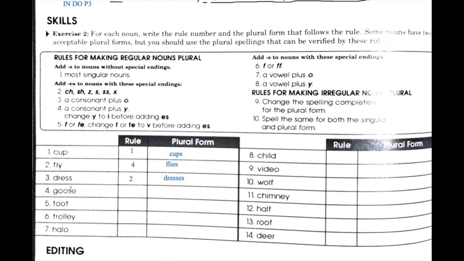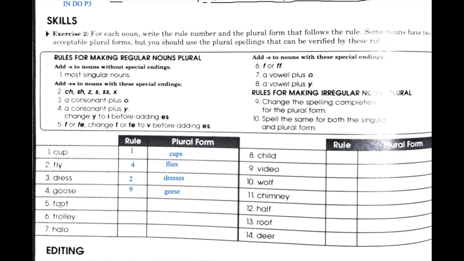Goose. This also looks weird, right? We have like 2 O's in here, an S and an E. This is completely abnormal. This is completely irregular. So it's actually rule number 9. And for rule number 9, we have to change the complete spelling of the word. The plural of goose is geese. There were 7 geese by the pond.